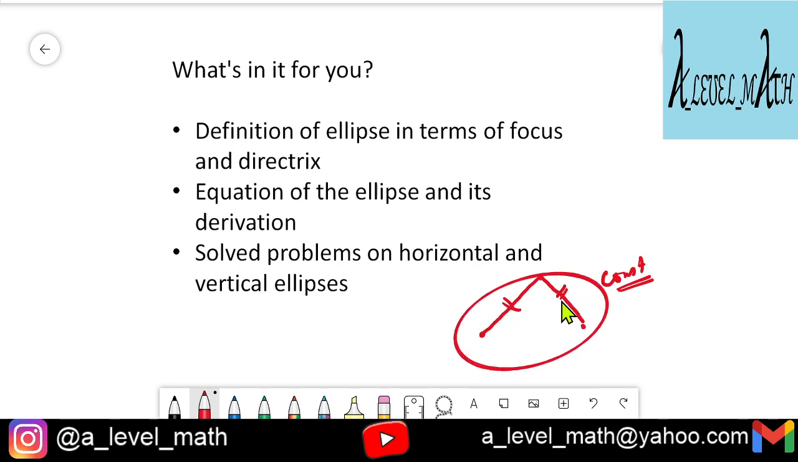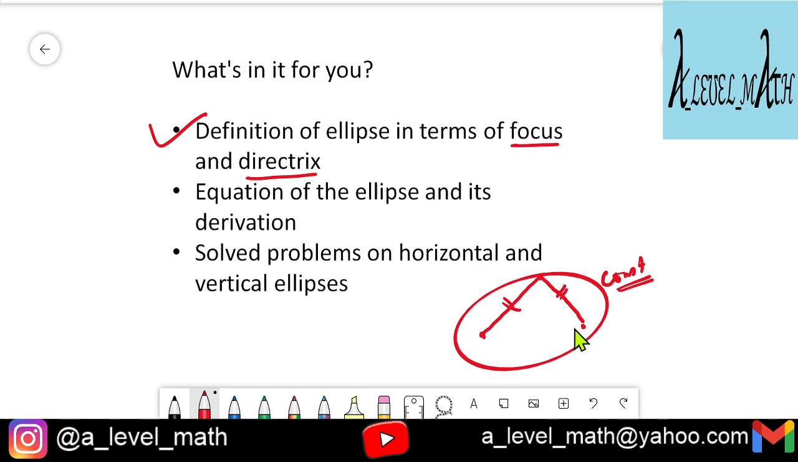All right, so this is the definition of an ellipse, but this is not the only definition. There is one more definition with which we will take things a step further, but for now let's see what's there in this video for you. We'll be discussing the definition of the ellipse in terms of its focus and directrix. If you're familiar with the concepts of parabola, in parabola as well we had a focus and a directrix, but there we had just one focus and one directrix. An ellipse has two foci.